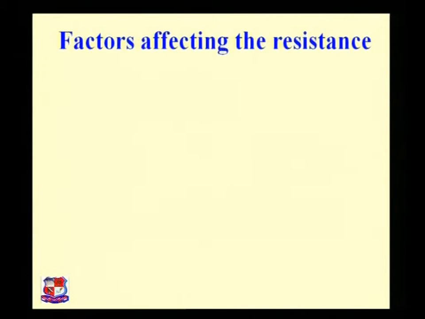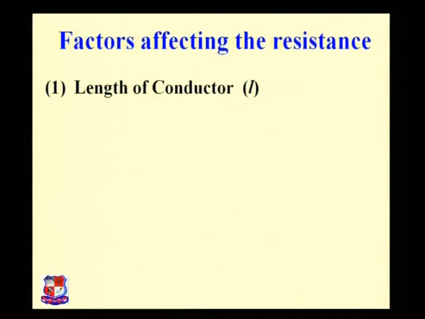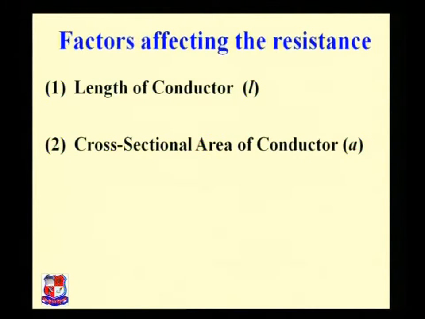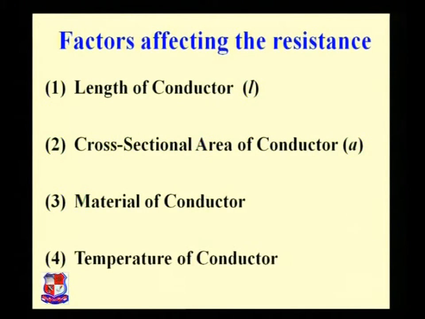Now the third part of the question: which factors affect the resistance? There are a few factors which affect the resistance. First factor, length of the conductor. Second one is the cross-sectional area of the conductor. Third is the material of the conductor, and fourth one is the temperature of the conductor. So let's see one by one how each affects the resistance.